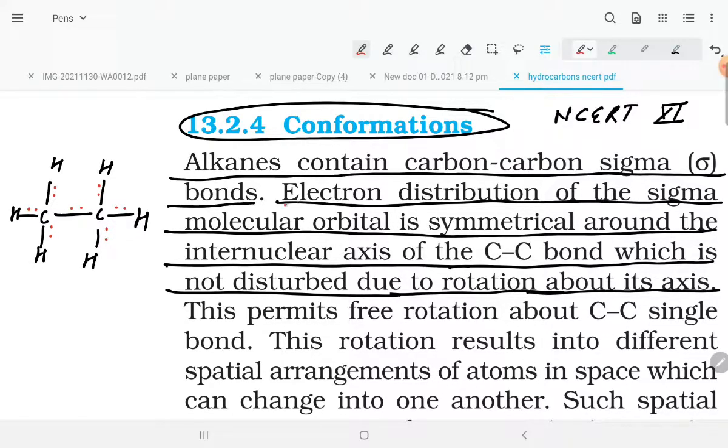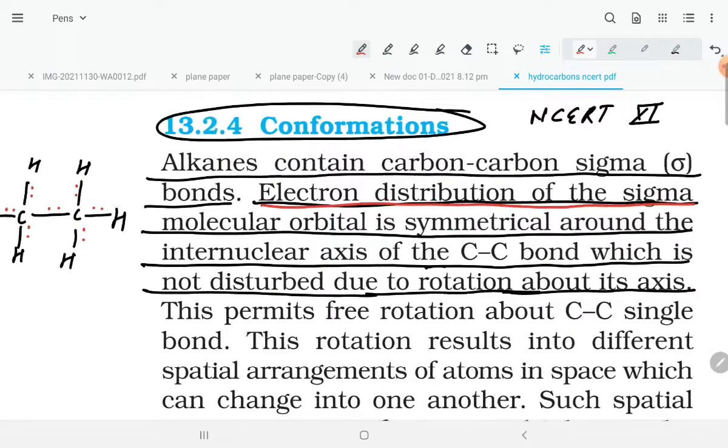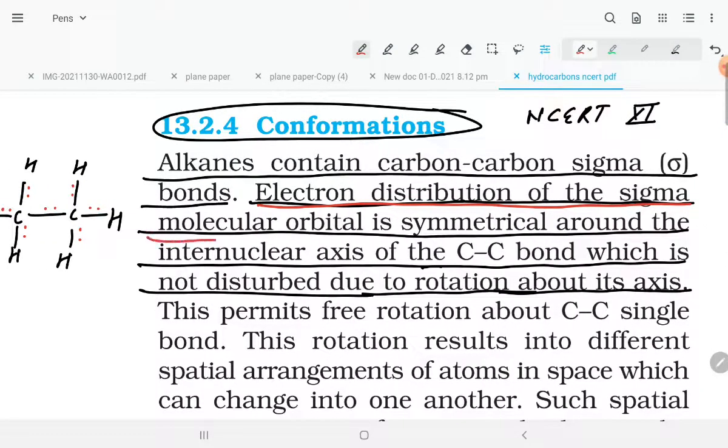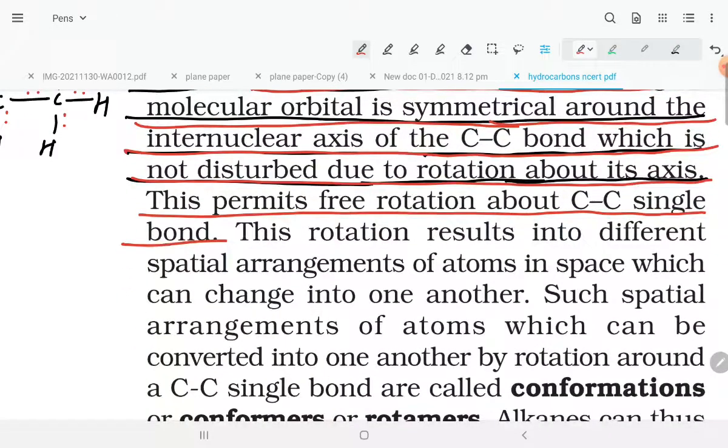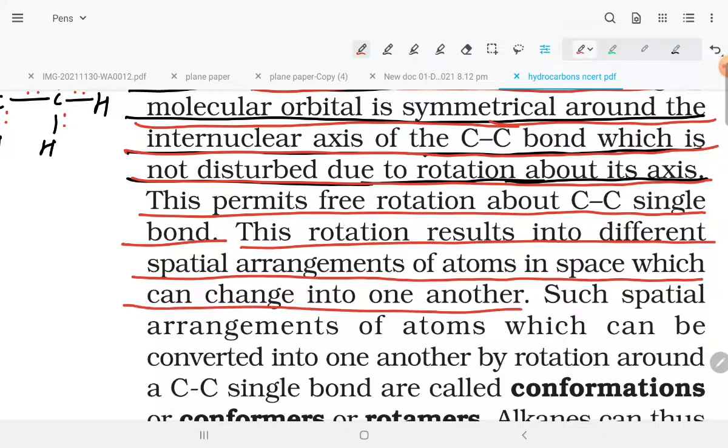The sigma molecular orbital is symmetrical around the internuclear axis of the C-C bond, which is not disturbed due to rotation about its axis. This permits free rotation about the C-C single bond. This rotation results in different spatial arrangements of atoms in space which can change into one another. Keep in mind the point, student.